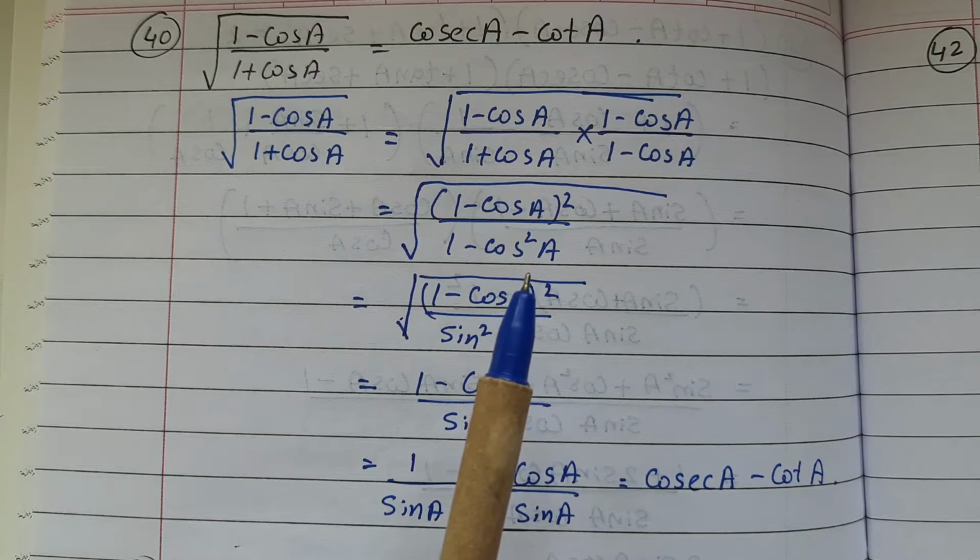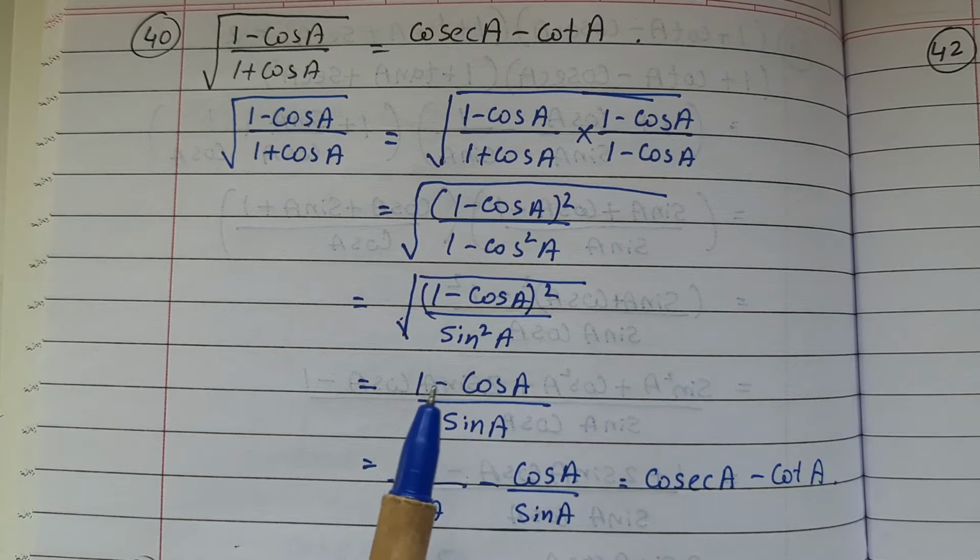Square and root cancel each other. We get 1 minus cos a upon sine a, equal to 1 upon sine a minus cos a upon sine a, which is equal to cosec a minus cot a, equal to the right hand side.